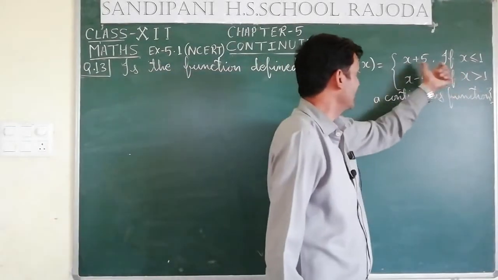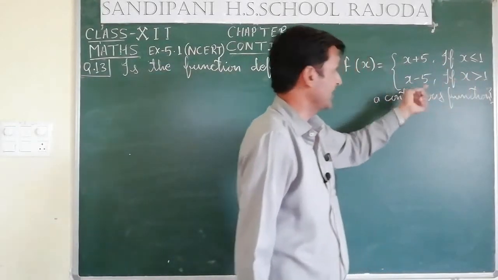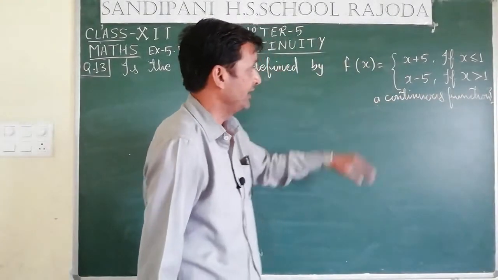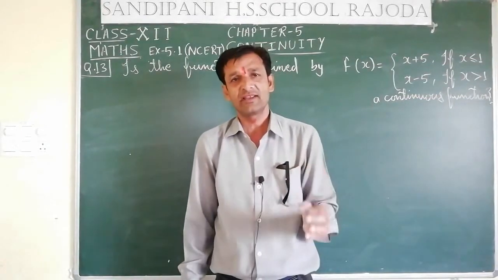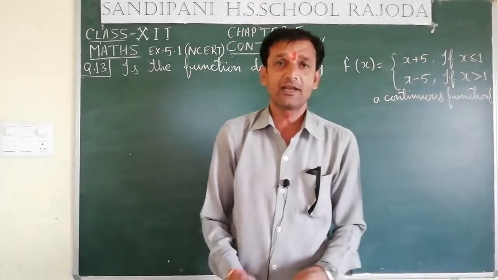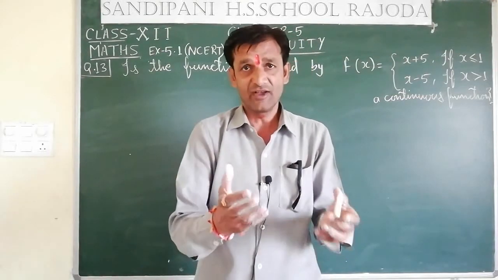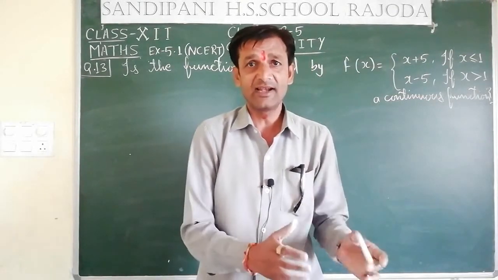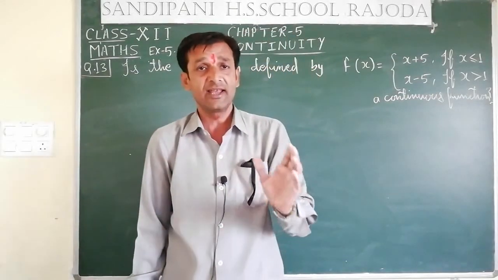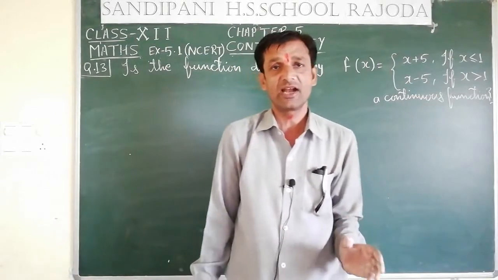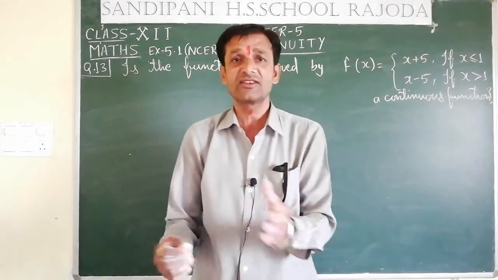For x less than or equal to 1 it is x plus 5, for x greater than 1 it is x minus 5, and here we have to find continuity. Basically, I want to tell you one very simple thing: you will always have to apply the continuity test there. If the continuity test is valid, meaning LHL is equal to f of that particular point is equal to RHL, then at that particular point the function is said to be continuous, and if it is not continuous then you will have to mention that it is discontinuous.